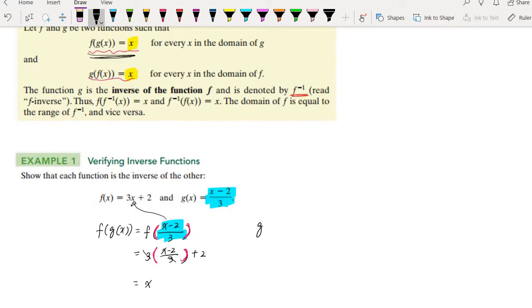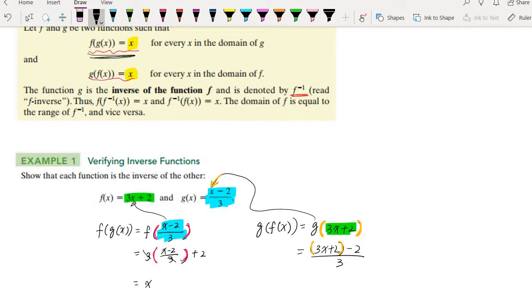We also have to check g of f of x and see if that gives you x as well. This time we're going to plug in f of x. So here we have f of x, right? We're going to write 3x plus 2. That is my f of x. Basically we're just doing the substitution, put our f of x in here, the green color. Once we have this, we look at the g function. Every x I see right there, I'm going to replace with 3x plus 2, and then minus 2 over 3.